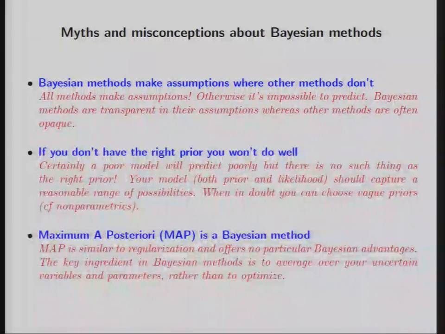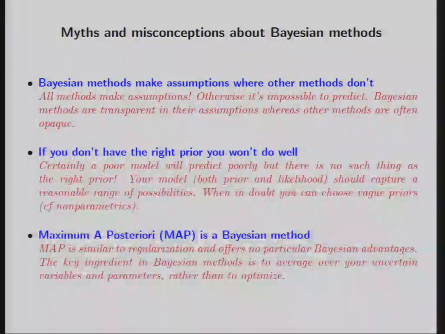So whenever I see a method I don't understand, I try to figure out what are the assumptions that went into that method. What behavior will this method have, and so on. Okay, here is a second misconception, which comes in the following form. I don't really like Bayesian methods because I worry I don't have the right prior. And if I don't have the right prior, I won't do very well.